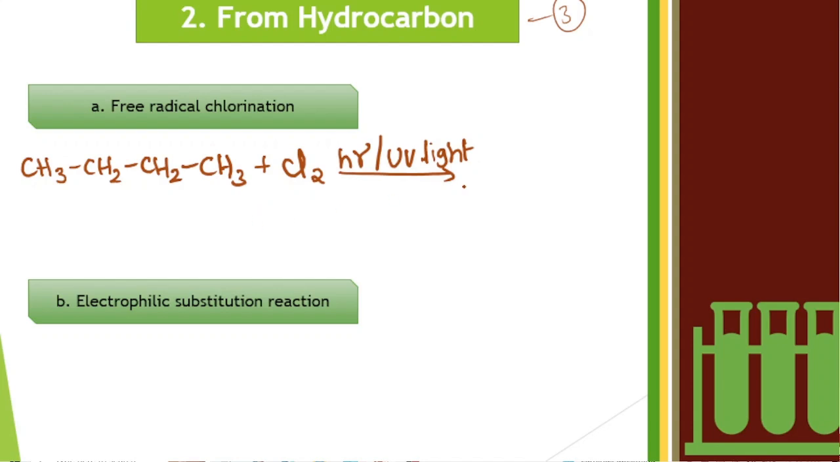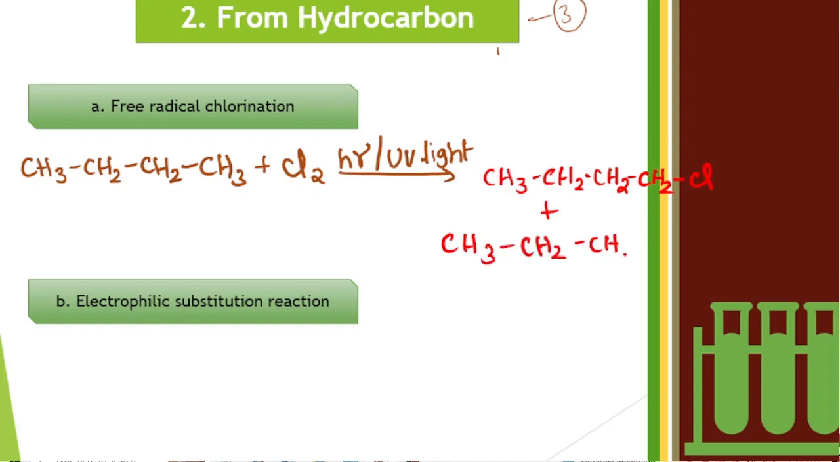One of the products is where the Cl attaches to the terminal position, that is CH3, CH2, CH2, CH2, Cl. This is one of the products. Plus, you may also get another product where the Cl is attached as CH3, CH2, CH, Cl, CH3. If the Cl is attached on the other side, it is the same. So two different types of products you can get in free radical chlorination.